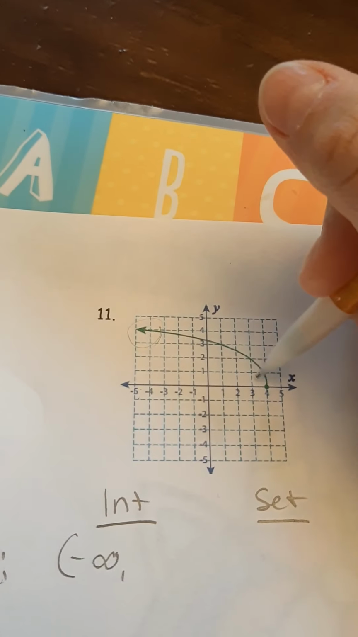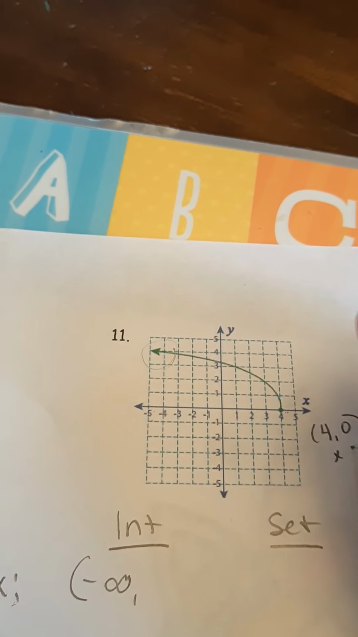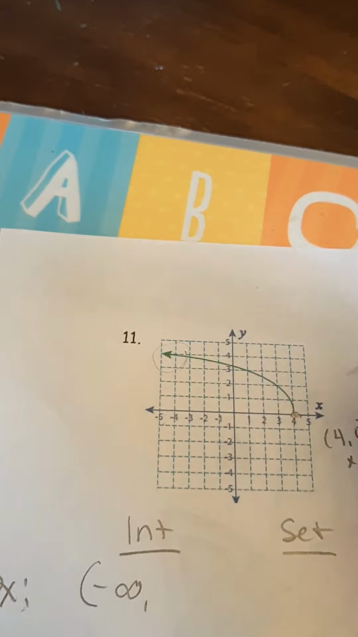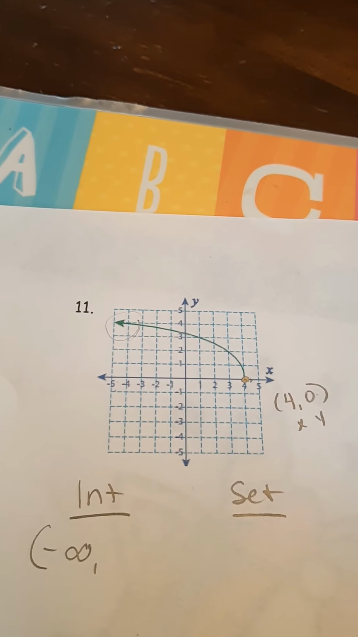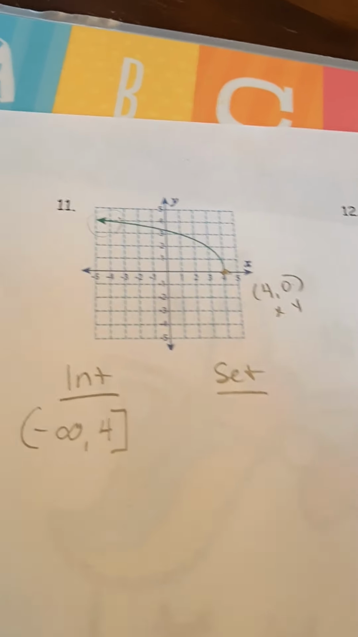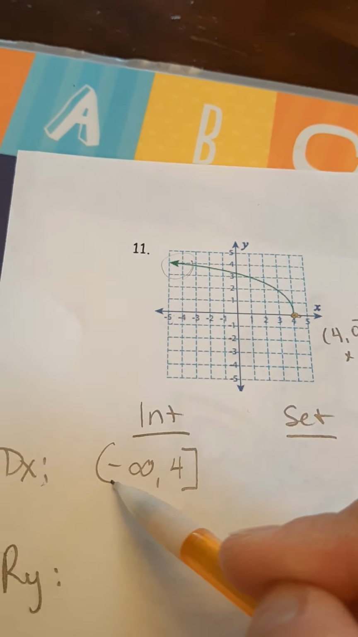My rightmost point is 4. And don't forget, writing the coordinate is very helpful. This coordinate is (4, 0), and it's a closed circle. So your rightmost point is the number 4, and that gets a bracket because it was a closed circle. Bracket means equal to. Infinities always get parentheses.